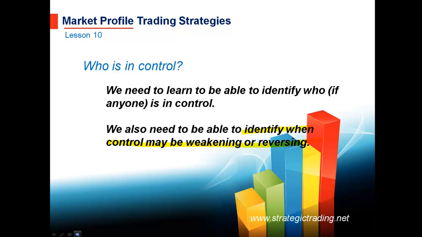So when you think of control, I want you to think of two key things. One, who's in control? How do we identify the who question? And then the second corollary, or the second part of that, and how do I know when the control is weakening?